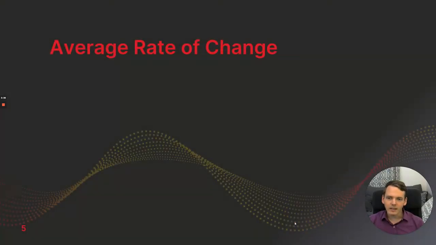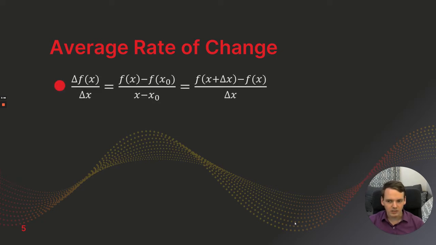So to calculate that, the average rate of change is simply the ratio of the changes. You can see up here there are 3 versions. We have version 1, which is delta f of x divided by delta x. We have version 2 right here, which is f of x minus f of x naught over x minus x naught. And then we have version 3 here, which is f of x plus delta x minus f of x over delta x.